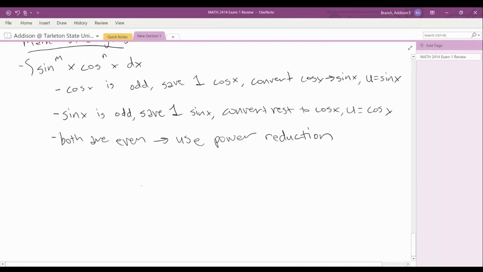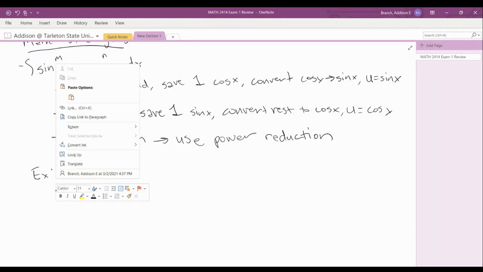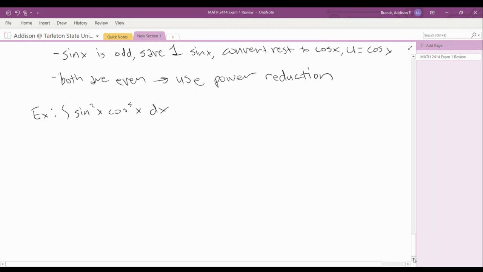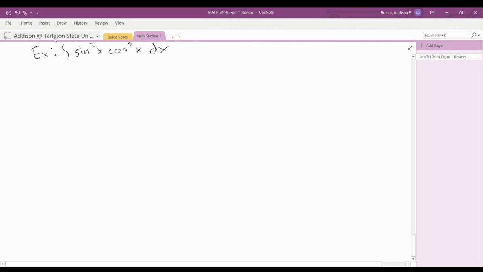So I'm going to do a quick example of how to work with sine and cosine. So if, for example, we are integrating sine squared of x times cosine to the fifth. What we're going to do is take out one cosine. So we're going to say that we have sine squared of x cosine to the fourth of x times cosine of x.